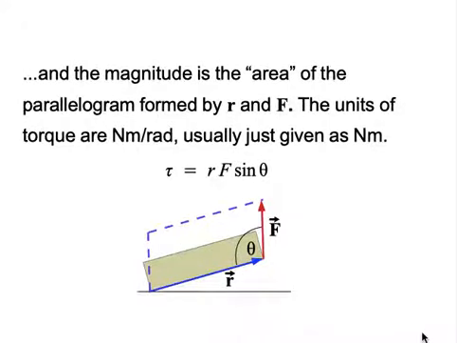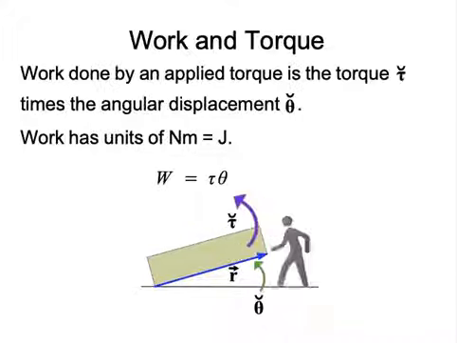The magnitude is the area of the parallelogram formed by r and F. The units of torque are Newton meters per radian, though we usually just give this as Newton meters. So the magnitude is rF sine theta. Now the work done by torque is the applied torque times the angular displacement theta. Work does have units of Newton meters because theta, of course, has the units of radians. So we have Newton meters or joules, and our work is just equal to tau times theta.